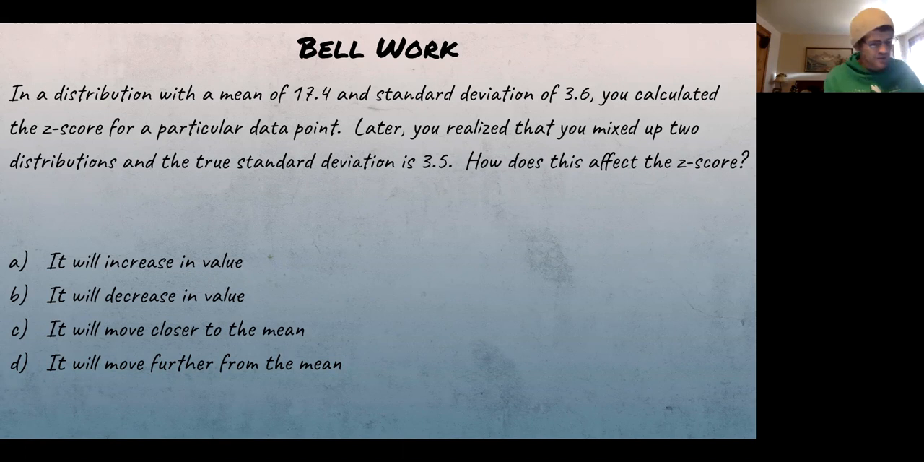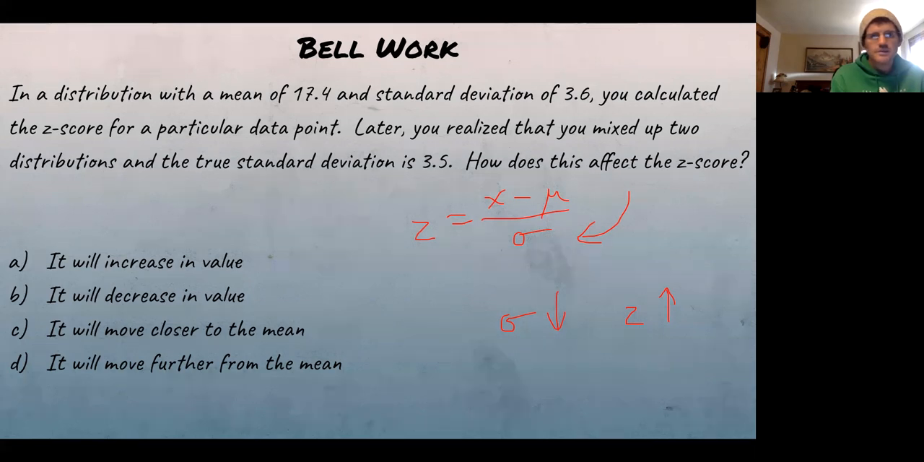Without knowing anything else, we know that our z-score calculation is z equals x minus the mean divided by the standard deviation. So the standard deviation being in the denominator means this is inversely related to the z-score. And what that means is, as our standard deviation goes down, the z-score is going to go up, in absolute value. So the best answer for this one will probably be that it's further from the mean. That's probably the best answer.